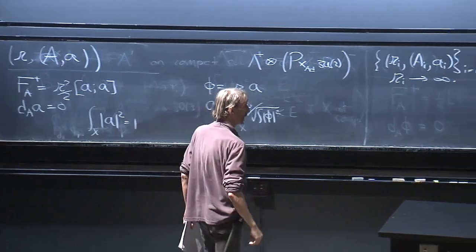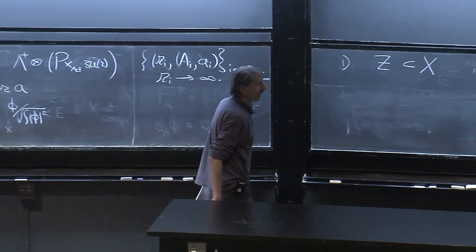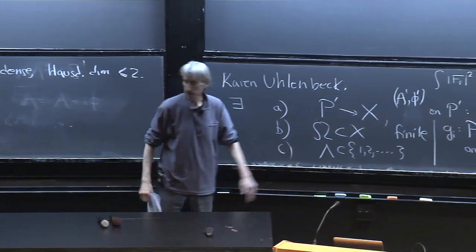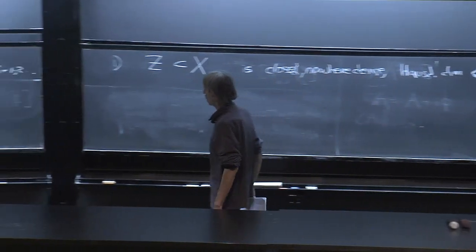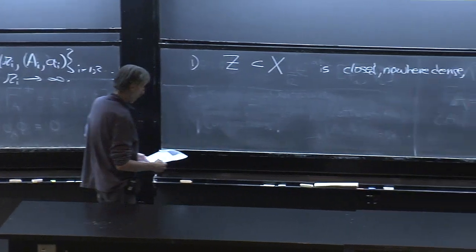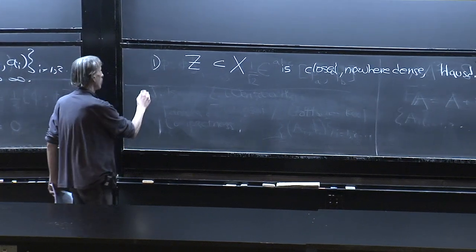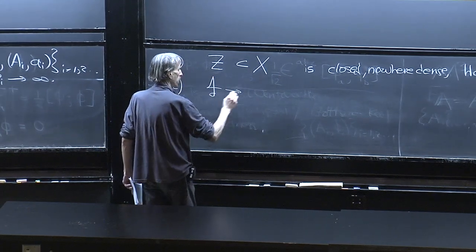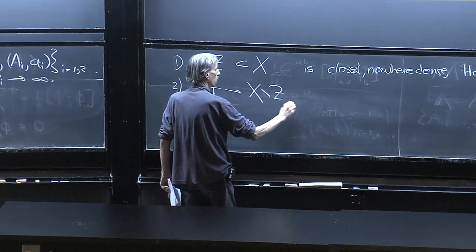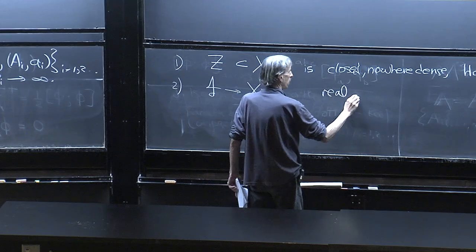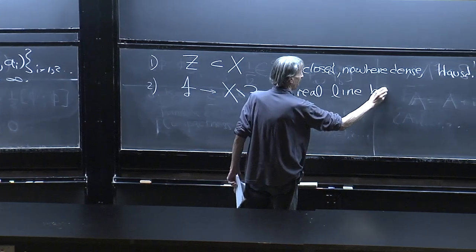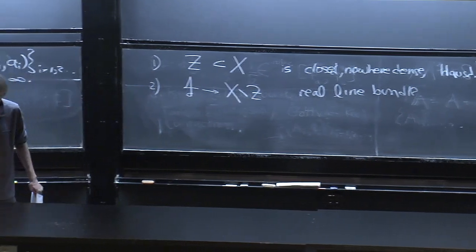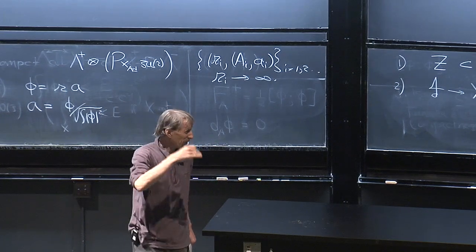So Z is going to be the bad set. So in Uhlenbeck's self-dual case, Karen says the bad set is a set of points. Here the bad set is bigger. It could have codimension 2. Okay, that's the first thing. The second piece of geometric data is we'll call I, capital I, and this is a real line bundle over X minus Z. Now, when I say a real line bundle, I mean associated to a principal Z mod 2 bundle.